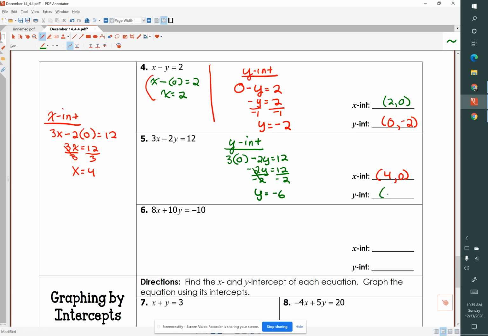So our y-intercept is 0, negative 6, and a good way to check these answers, students, is to go ahead and graph them on Desmos. That's a wonderful way to do it. And number 6, 8x plus 10y equals negative 10. So we'll do the x-intercept first. So that would be 8x plus 10 times 0 equals negative 10.